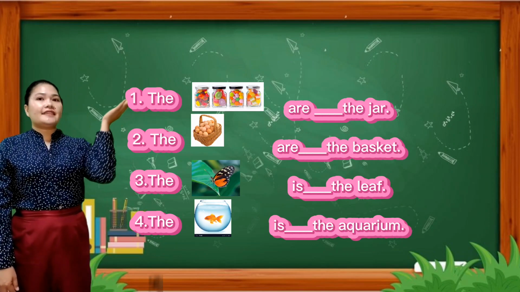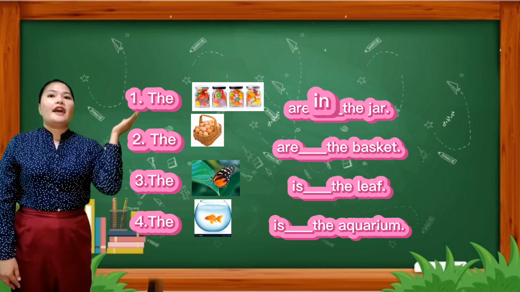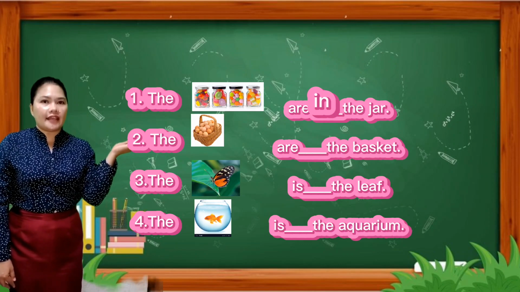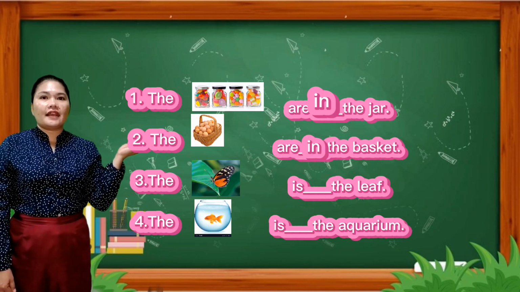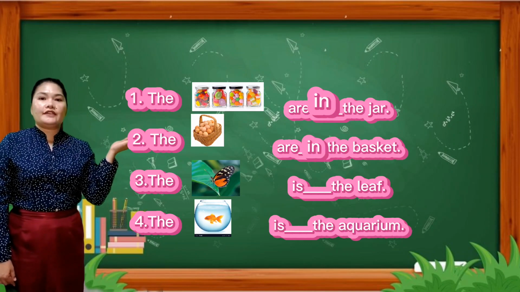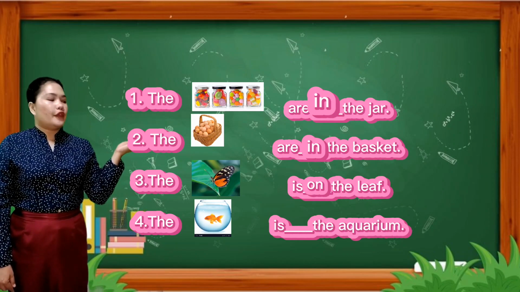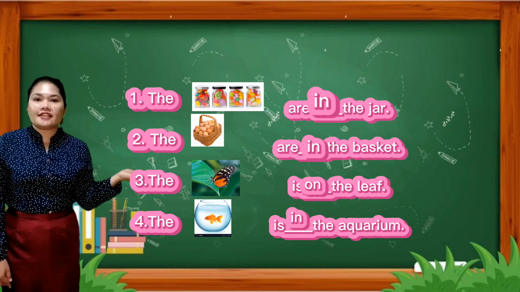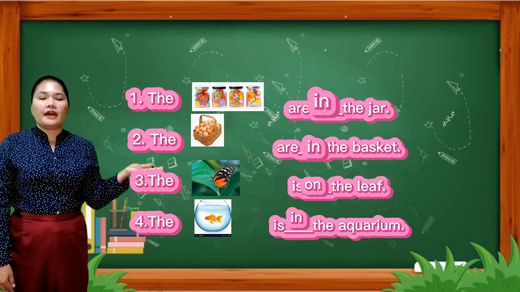The candies are in the jar. The eggs are in the basket. The butterfly is on the leaf. The fish is in the aquarium.